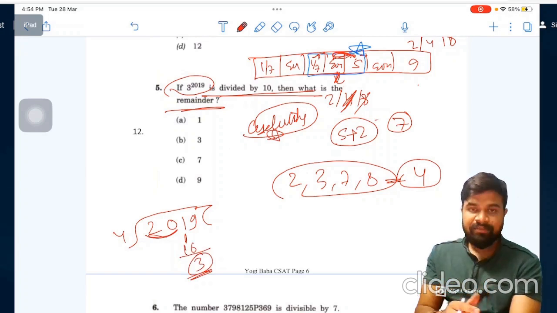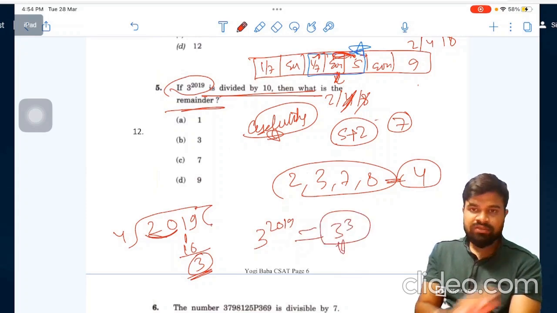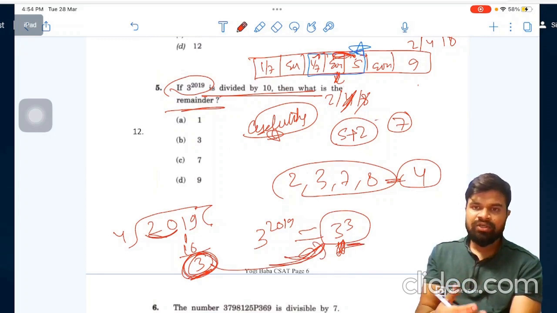So if 3 is the remainder, then this number 3 to the power 2019 is equivalent to 3 to the power 3 based on this rule. Just remember this rule, if you are not able to grasp the concept. The remainder gives you the equivalent power, and if you know the unit digit for this equivalent power, then the unit digit will be the same.